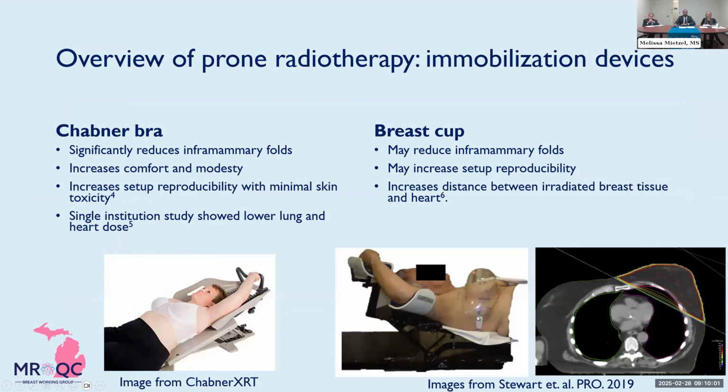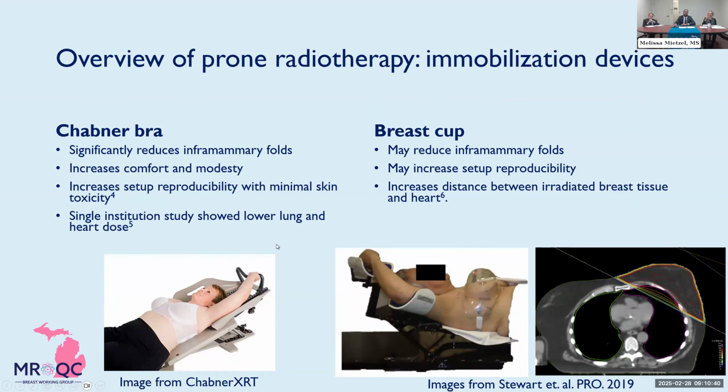So just looking at a couple of immobilization devices, two common ones are the Chabner bra and the breast cup. The Chabner bra, shown on the left here, significantly reduces inframammary folds, which is a common area of skin toxicity. It increases comfort and modesty, increases setup reproducibility with minimal skin toxicity. And a single institution study also showed that there were lower lung and heart doses as well when the Chabner bra is used for treatment.